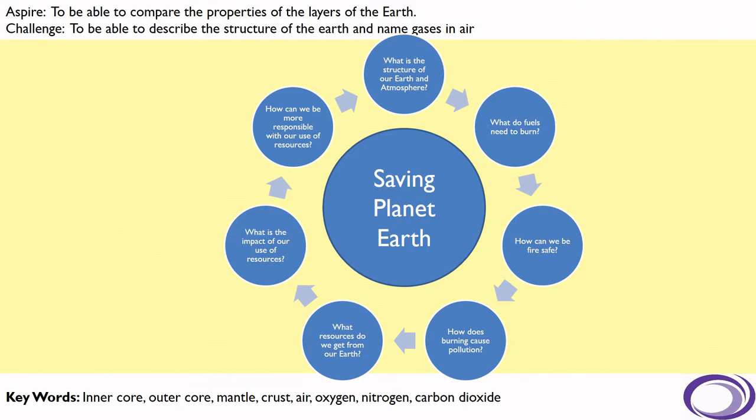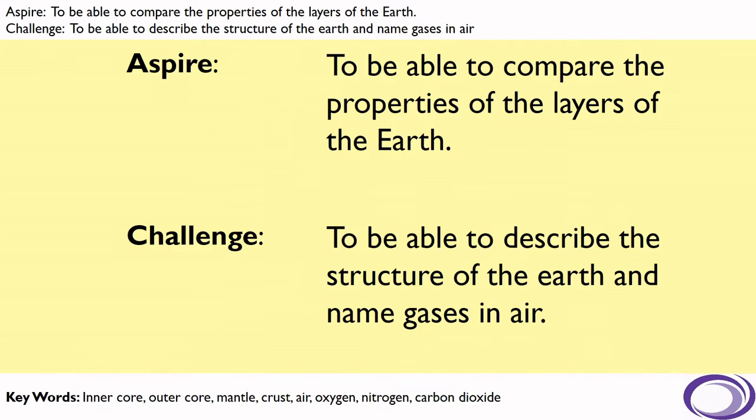This lesson is part of our Saving Planet Earth topic, and we are starting this topic today by looking at the structure of our Earth and the atmosphere. Our challenge is to be able to describe the structure of the Earth and name gases in the air. Our aspire is to be able to compare the properties of the layers of the Earth. And we're going to start today's lesson with a little song.